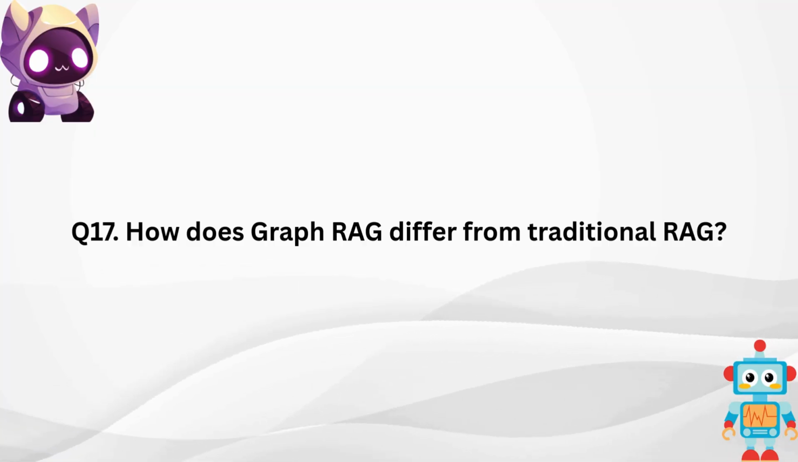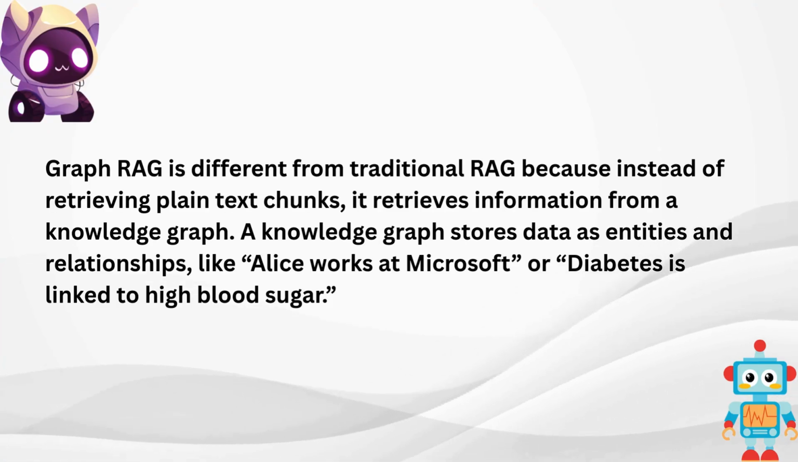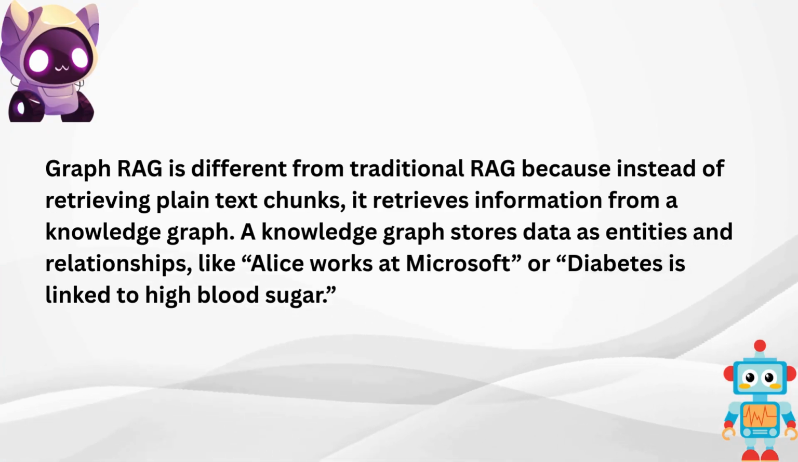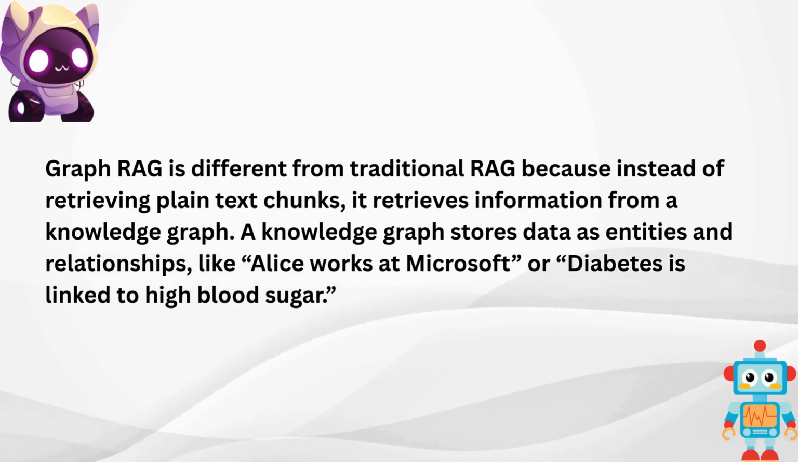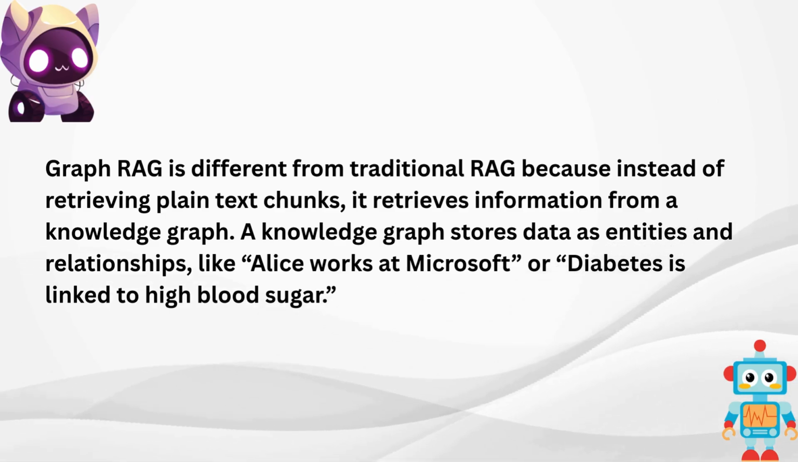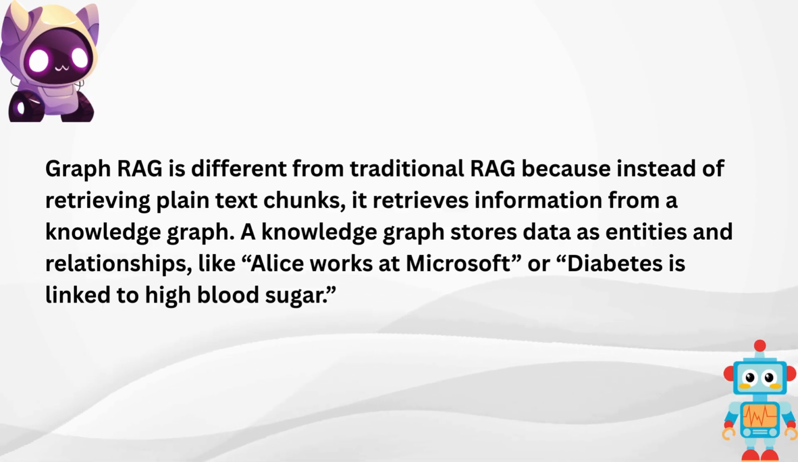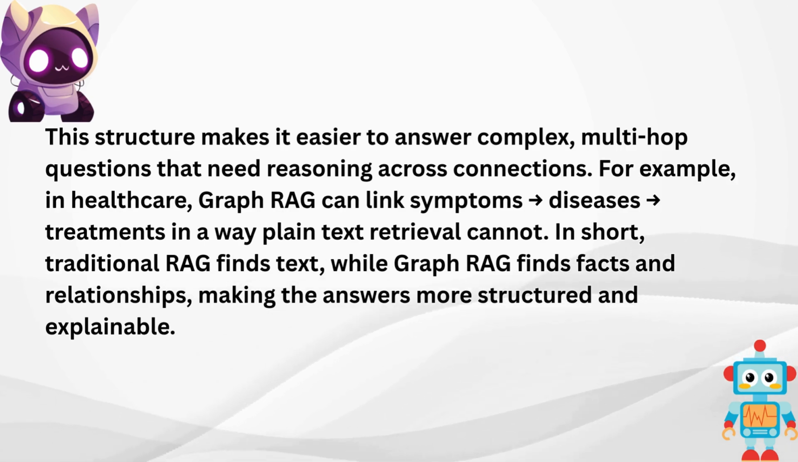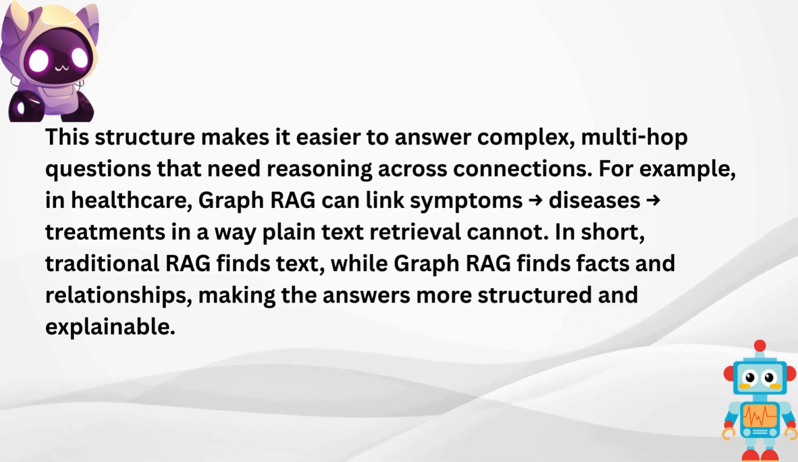How does Graph RAG differ from traditional RAG? Graph RAG is different from traditional RAG because instead of retrieving plain text chunks, it retrieves information from a knowledge graph. A knowledge graph stores data as entities and relationships, like Alice works at Microsoft or diabetes is linked to high blood sugar. This structure makes it easier to answer complex, multi-hop questions that need reasoning across connections.